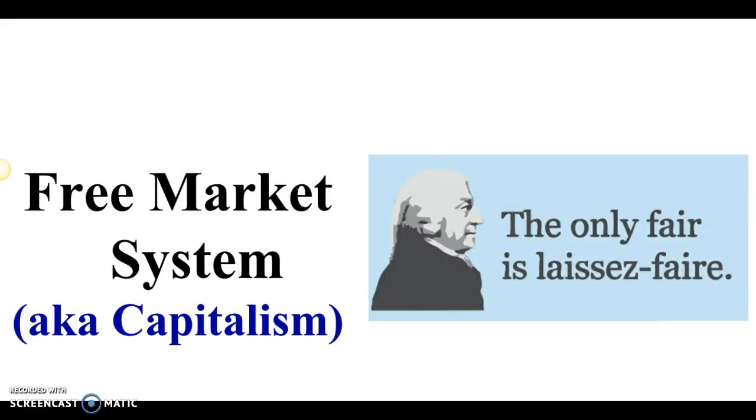All right, now let's look at what we have in our country. We have what is called a free market system, and it incorporates a little bit of a mixed economy as well. But for the most part, we practice capitalism in the States. Laissez-faire. This individual is Adam Smith. We're not going to look into him, but he's viewed as the father of modern economics.